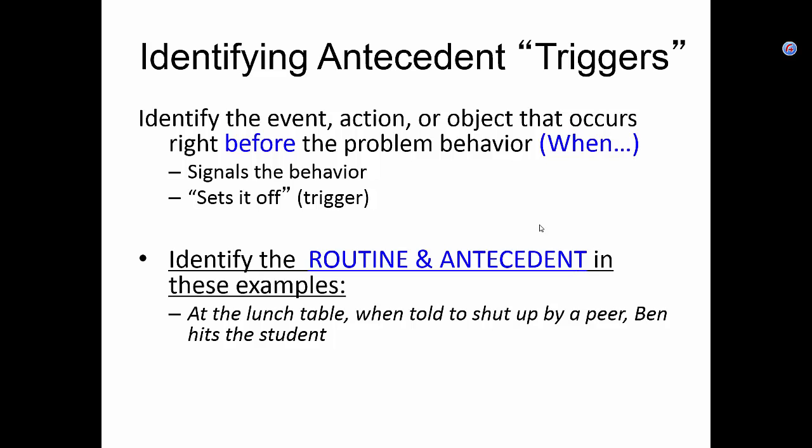So within these same examples now, identifying the routine and antecedent in these examples. At the lunch table, when told to shut up by a peer, Ben hits the student. We know the problem behavior is Ben hitting the student. The routine is at the lunch table. The specific antecedent then that triggers this is when he's told to shut up by a peer.